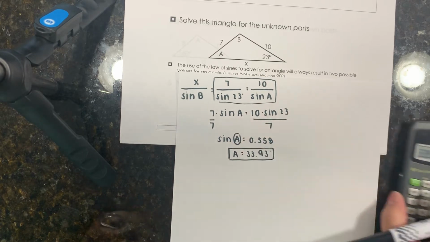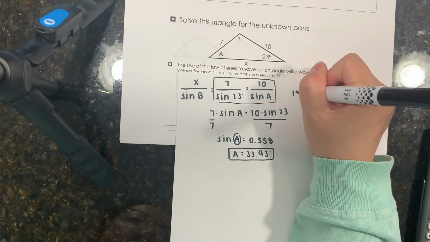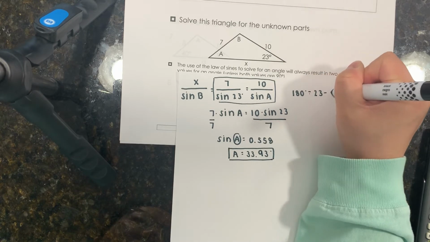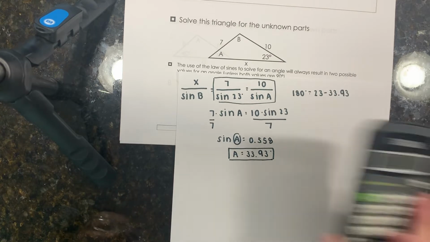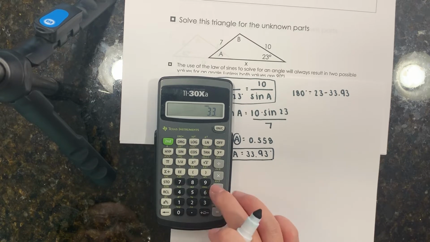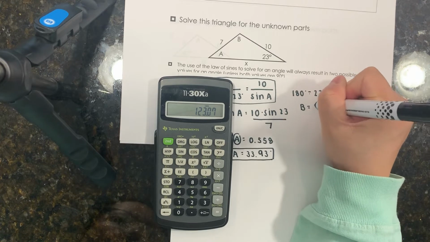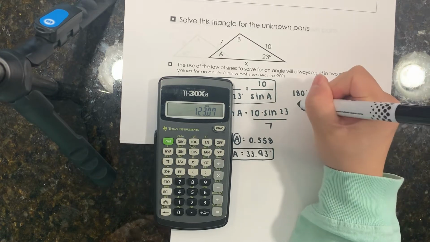Now to solve for B, I'm going to use the fact that a triangle adds up to 180 degrees. So I have 180 minus 23 minus 33.93. That gives me that angle B is going to be equal to 123.07.